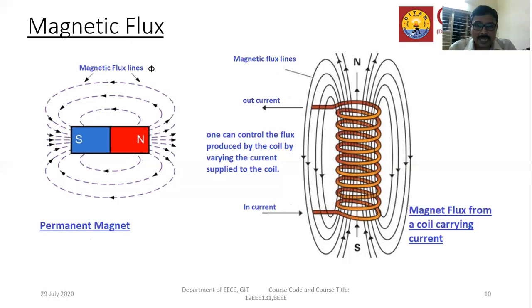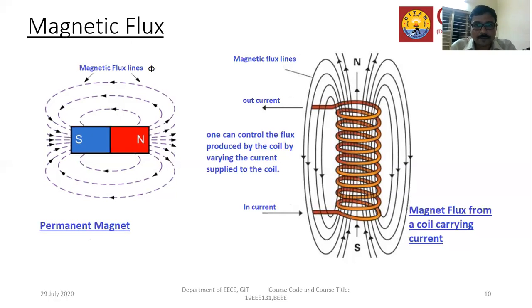When the current passes through the turns of the coil, it produces magnetic flux, right? The important thing to keep in mind is that if the current supplied to the coil is varied, the flux produced by the coil also varies. We can have a variable flux from this electromagnet.